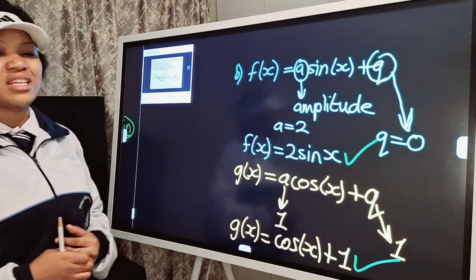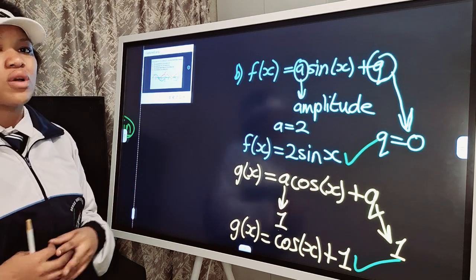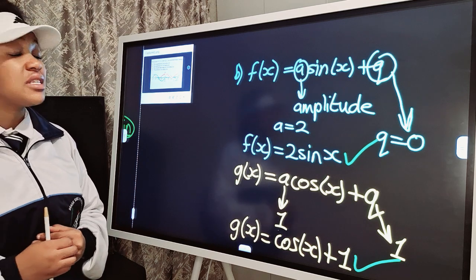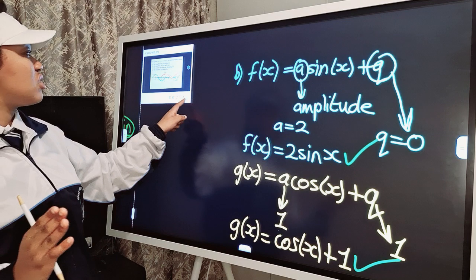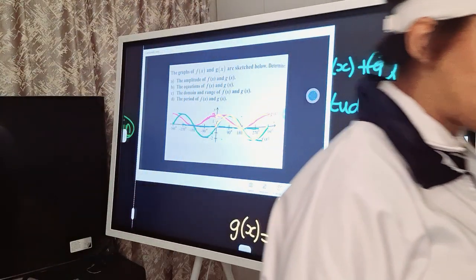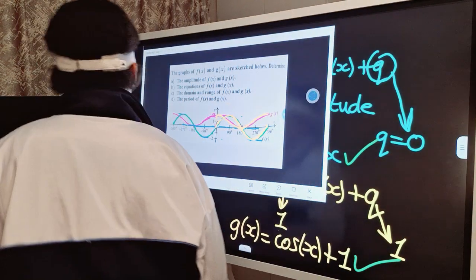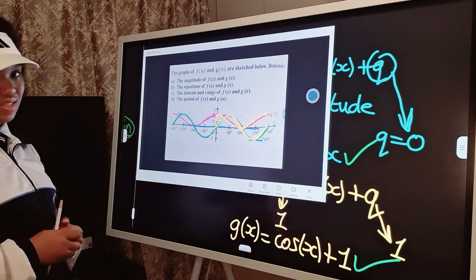So you must know the standard graphs of the sine and the cosine. Each type of trig graph, you must know the standard graph for that particular one, whether it's a cosine or a sine. You must know the standard formation of the sine, the cosine or the tan, just like that. Then if you know the standard graph, you're going to know whether it was translated or it wasn't translated.